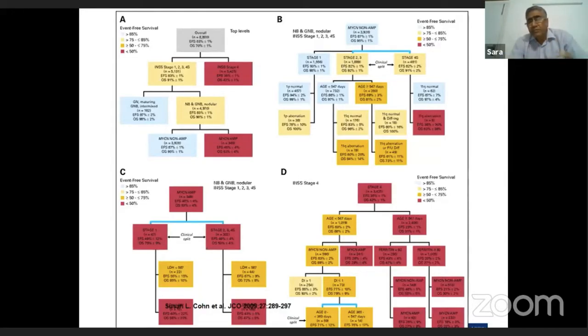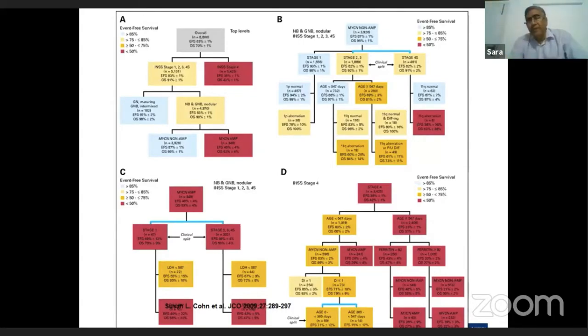And if you see those who don't have this ganglioneuroma or ganglioneuroblastoma, in them NMYC is important. If NMYC is amplified, it is a very bad outcome, and with NMYC non-amplified, they do very well. So if you are stage 4 and you have NMYC amplification, you are likely to do badly. But if these two are absent, you are likely to do better. So that's the key message of group A.